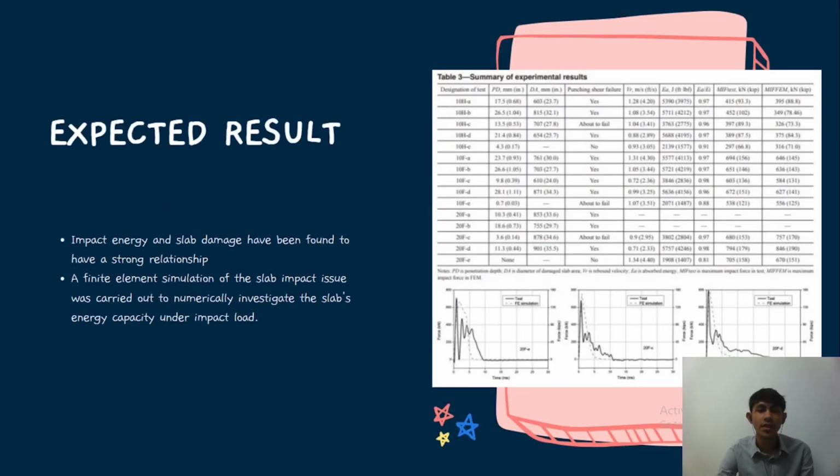Next one is expected result. Based on previous study, impact energy and slab damage have been found to have a strong relationship. Given the difficulties of extracting the slab's load carrying capacities from an impact test, the energy capacity of the slab in overcoming punching shear failure is sought to meet the engineering requirement. As a result, a finite element simulation of the slab impact issue was carried out to numerically investigate the slab's energy capacity under impact load.